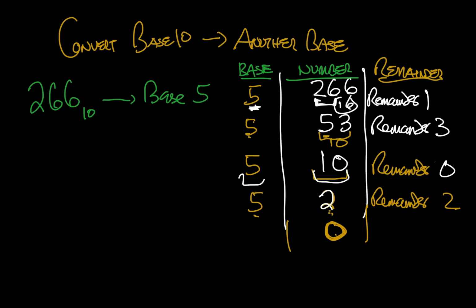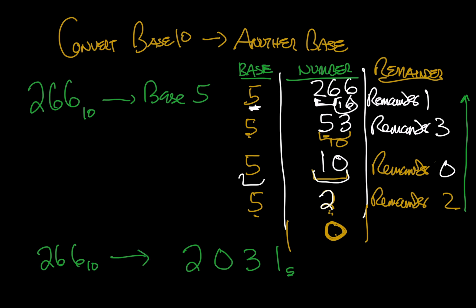So now we can rewrite our number in the new base, right? We start writing this way. So it's going to be 2, 0, 3 is next, and 1 is the last one. And then the base is going to be base 5. It means that 266 base 10 is the same as 2031 base 5. So that's how we convert.